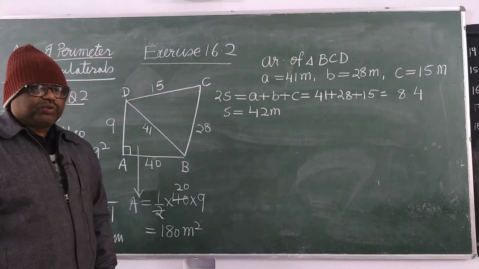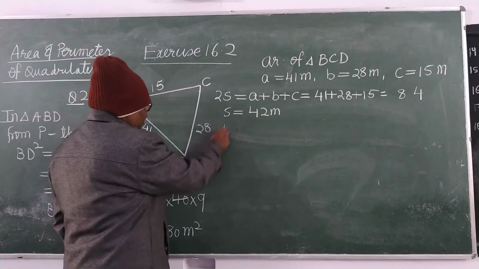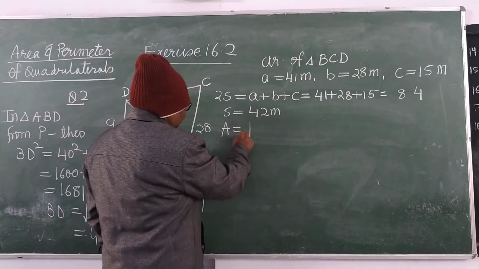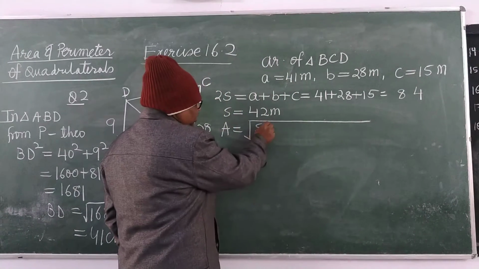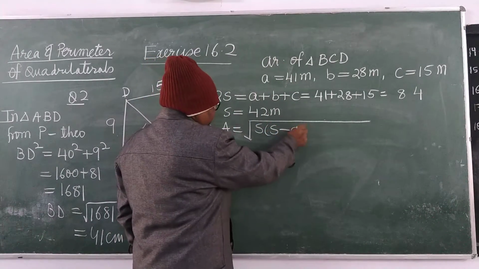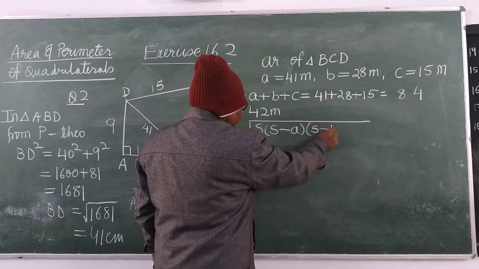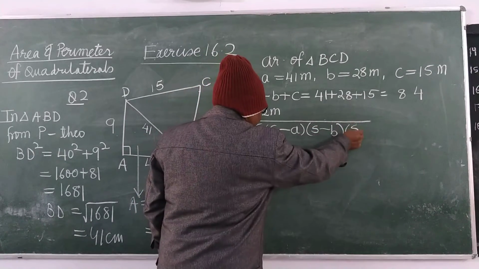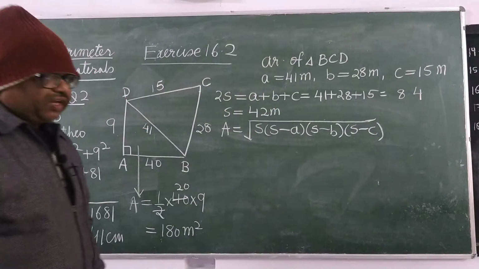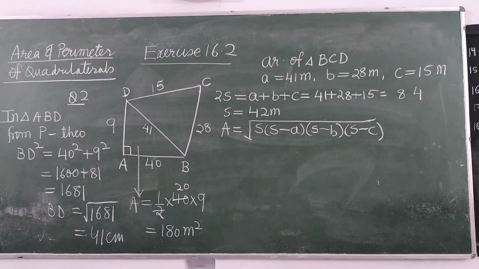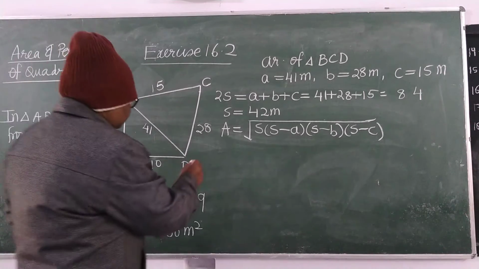Now what is the formula? Heron's formula. Area equals to square root of S into S minus A into S minus B into S minus C. Now you substitute the values. So I will substitute the value directly. You can see here.